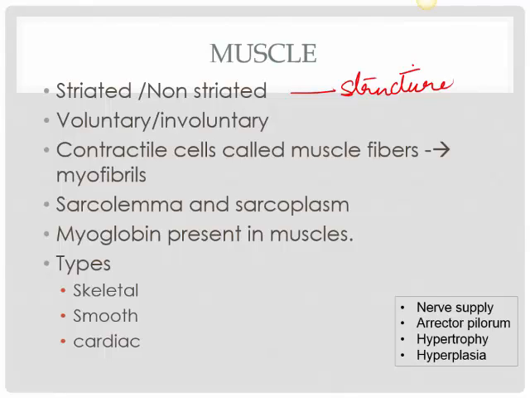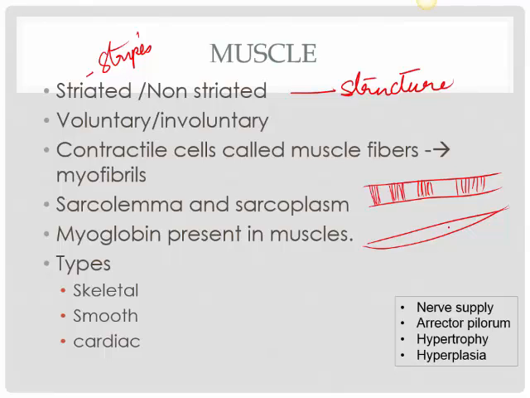We call it striated or non-striated. Striated means it has striations which are known as stripes. So if you take a muscle cell like this, when it has this banding pattern, which is called striations, then we call it striated muscle. When the muscle does not have this banding pattern, there's nothing, no lines in it, then we call it non-striated.